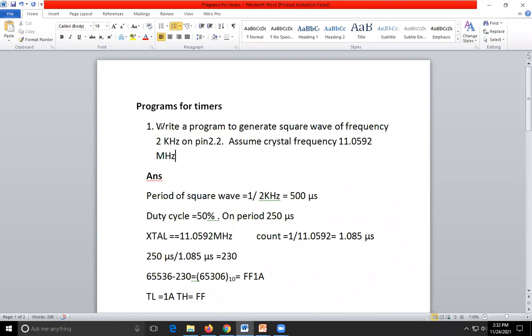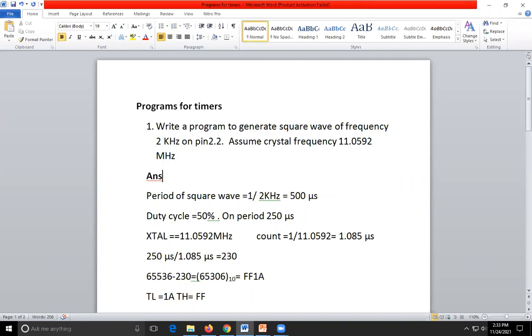See, write a program to generate a square wave of frequency 2 kilohertz on pin 2.2. Means, on pin 2 of port 2, what do we have to do? We have to generate the square wave of frequency 2 kilohertz on pin 2.2. Assume that the crystal frequency is 11.0592 megahertz. So the crystal frequency is given as 11.0592 megahertz, and we have to generate a square wave of 2 kilohertz. Okay, so this is the answer.